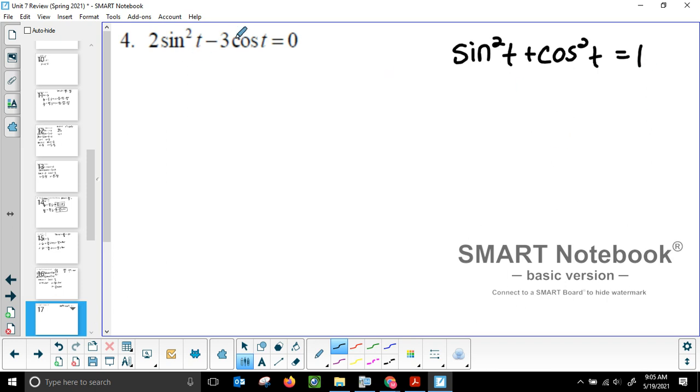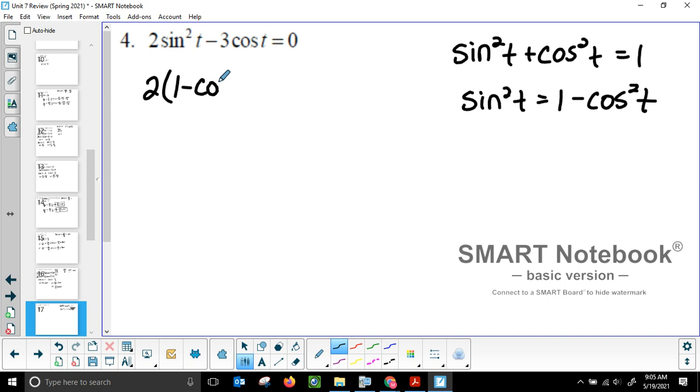So if I want to replace sine squared t, then I need to solve for it. So I need to subtract cosine squared t from both sides. And you get sine squared t is equal to 1 minus cosine squared t. So wherever I see a sine squared t, I can replace it with 1 minus cosine squared t. So I have a 2. Instead of sine squared t, I will replace it with 1 minus cosine squared t. Do make sure you put that in parentheses because you do need to distribute that 2. And then we will have minus 3 cosine t is equal to 0.